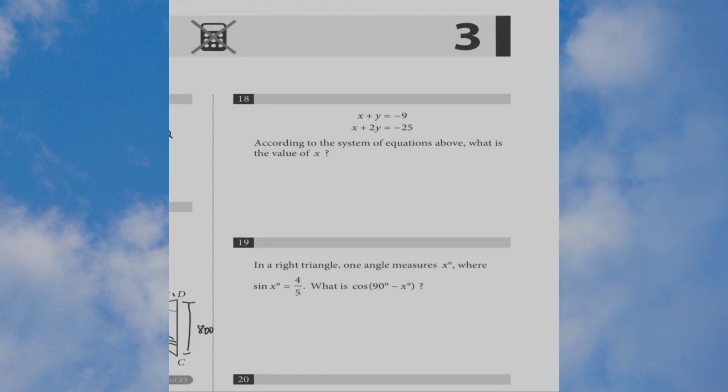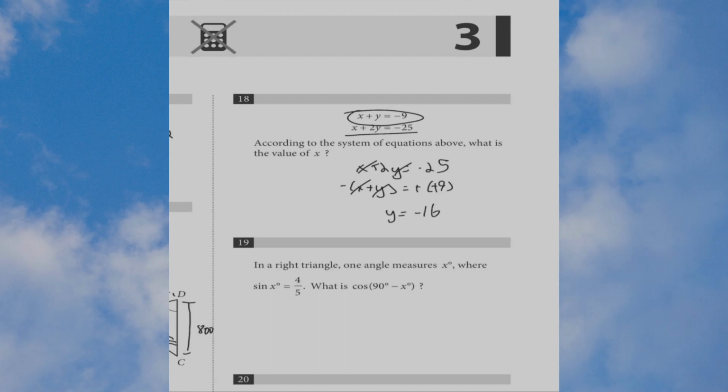On to question 18. X plus y is equal to -9. X plus 2y is equal to -25. One way of solving this really quickly is subtracting the top equation from the bottom. So if we have x plus 2y on top, and we subtract x plus y and -9, you have to distribute the negatives. It'd be subtracting the x, so removing that x, subtracting a y, so you just have y is equal to, this becomes a plus, -25 plus 9, that's -16.